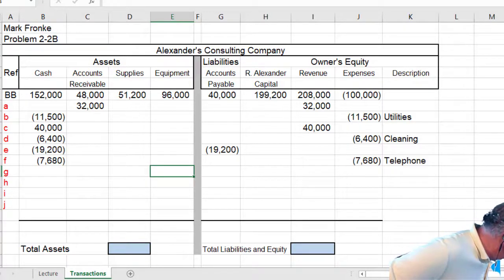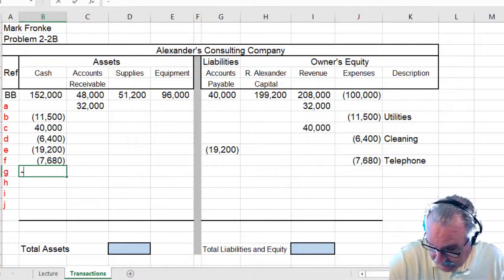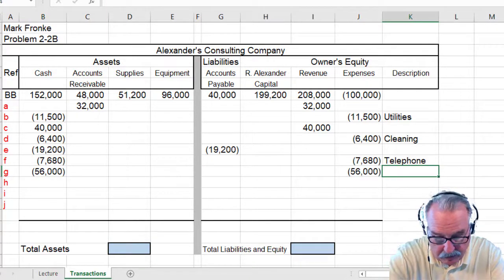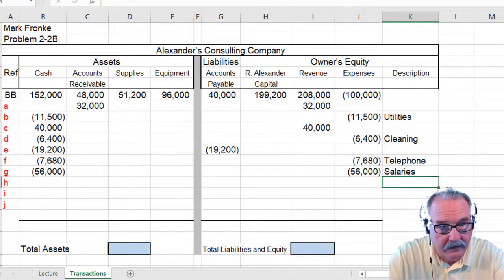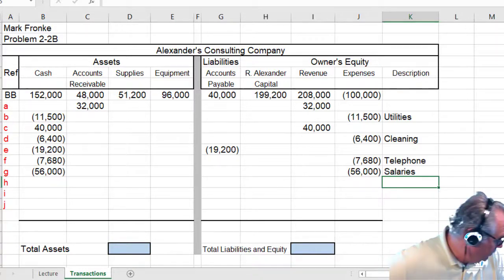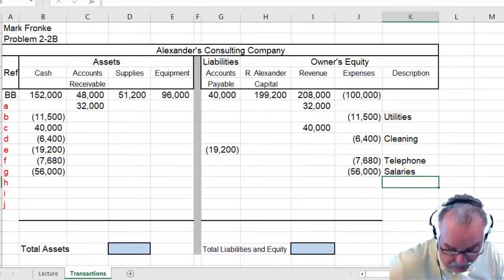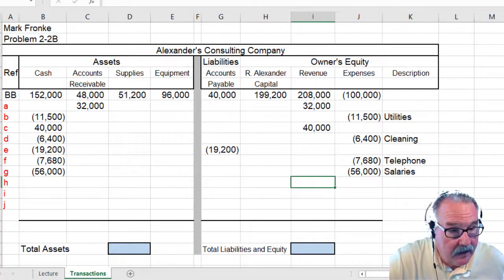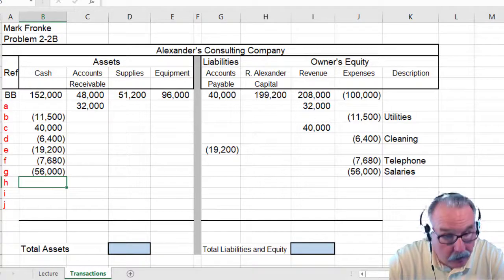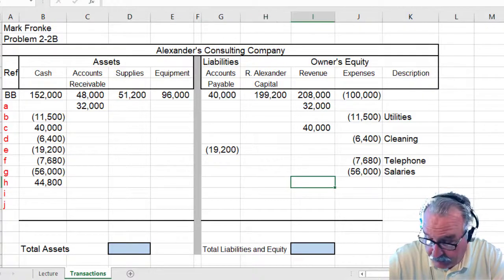Transaction G, issued checks for $56,000 to pay salaries. Cash is going down. We wrote checks to our employees, $56,000, and so we're going to record salaries for $56,000. Transaction H, perform services for $44,800 in cash. Cash is going up, $44,800, and we're going to record revenue, $44,800.